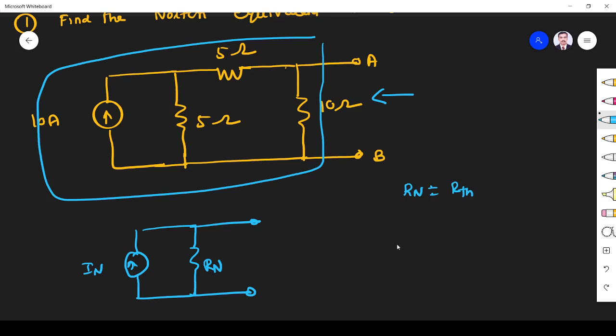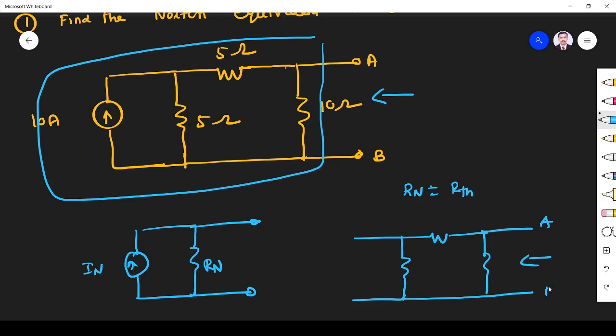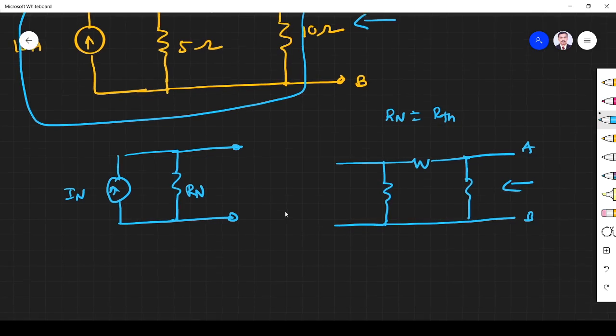So how will we find R Thevenin? We have to remove independent sources and find the equivalent resistance. Here we have one current source. If you remove the current source, it must be open circuited. Then we have the remaining resistors, and we have to find this equivalent resistance.